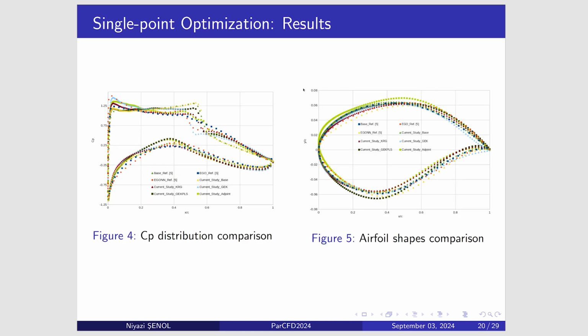In figure 4, you can see the CP distribution. In the base airfoil, they have a shock near 0.5 x over c. And the other methods improve the airfoil. You can see it in the airfoil shape.